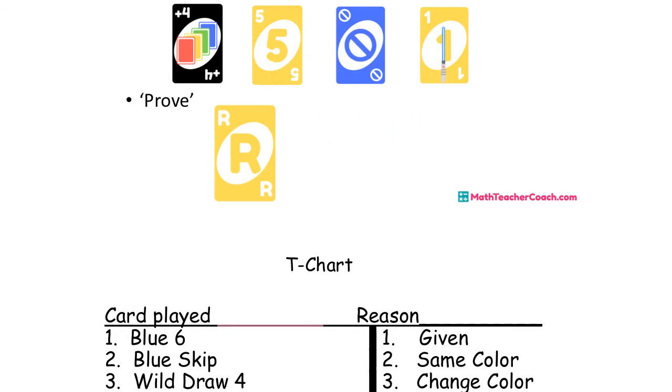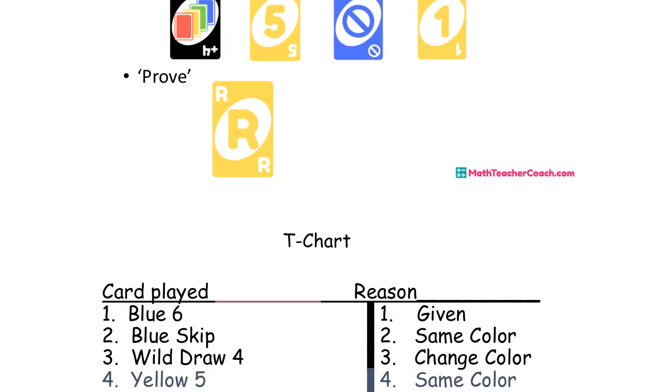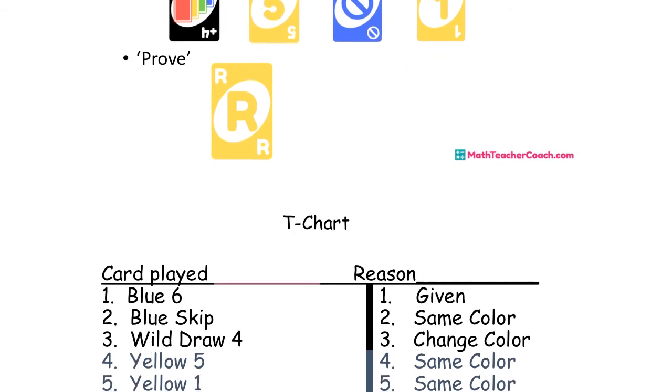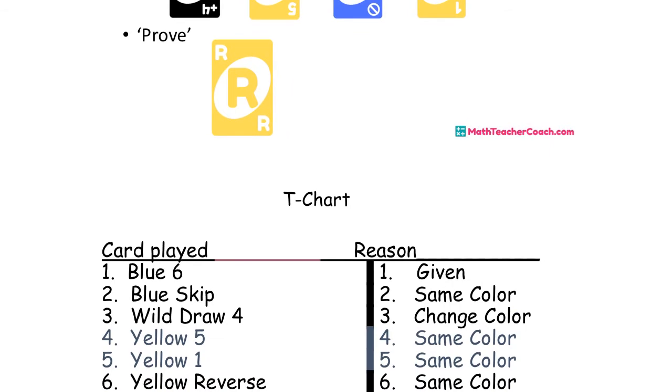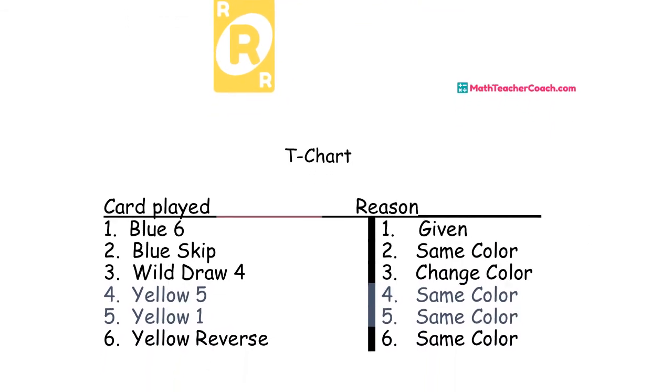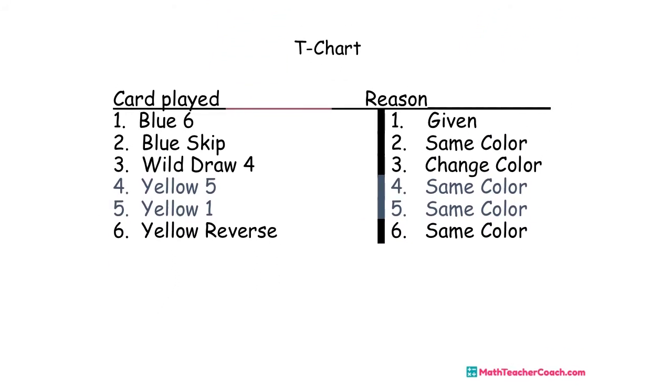So we can choose either of these yellow cards now. Let's choose our yellow 5 because it's the same color that we wanted it to be when we change colors. Excuse me. Then we can choose the yellow 1 because it's also the same color. And then all 4 of our cards have been played. And now we're at the yellow reverse. And why? Because it's the same color. Right? We just listed our moves and why they were legal.